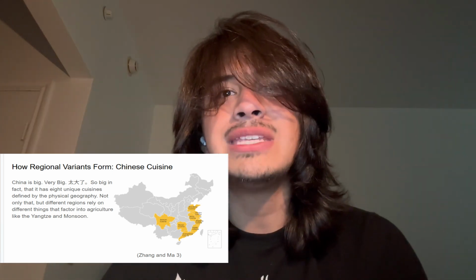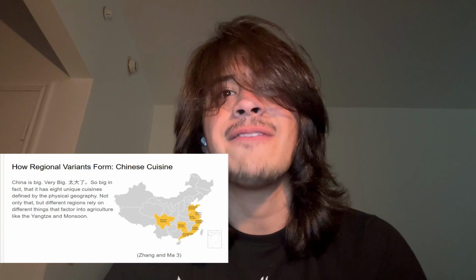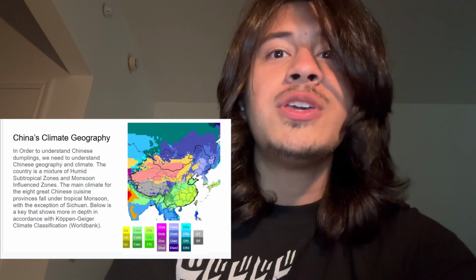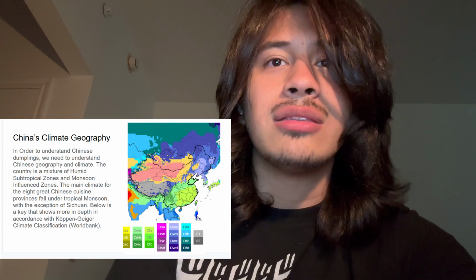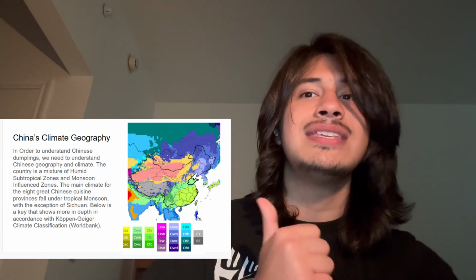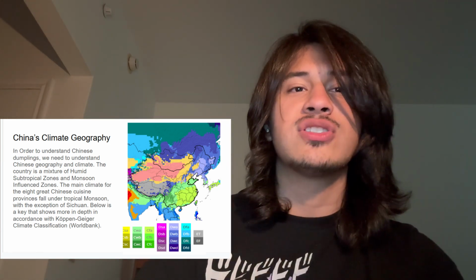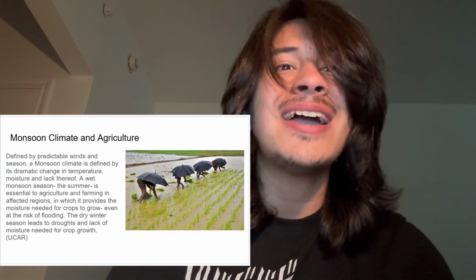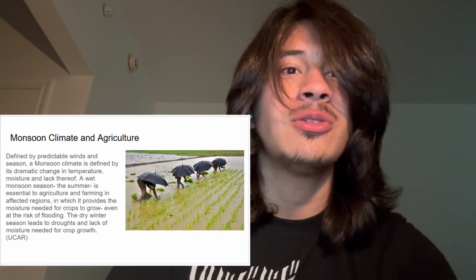Not only that, but different regions rely on different things that factor into agriculture, like the Yangtze River or the monsoon seasons. In order to understand Chinese dumplings, we need to understand Chinese geography and climate. The main climate for the 8 great Chinese cuisine provinces falls under the tropical monsoon, with the only exception being Sichuan. The map beside me shows the difference based on the Köppen-Geiger scale. The monsoon winds are a phenomenon that affects 2 billion people every single year and more.